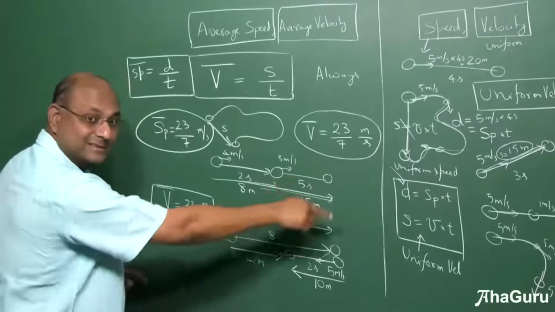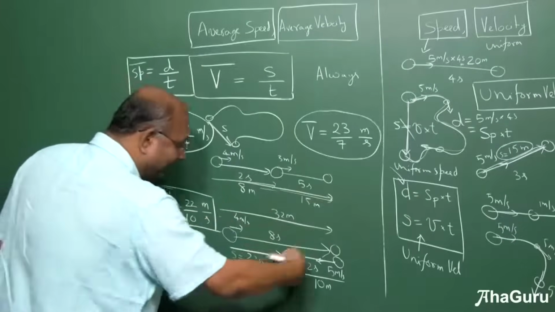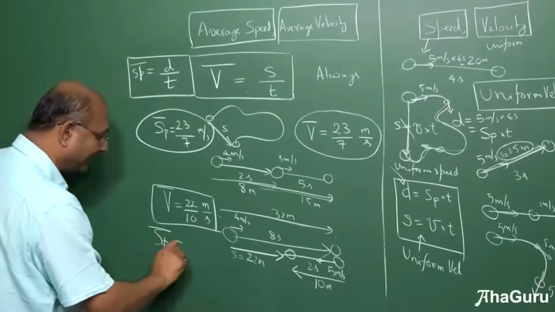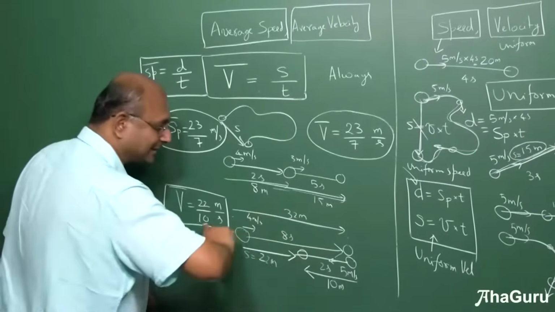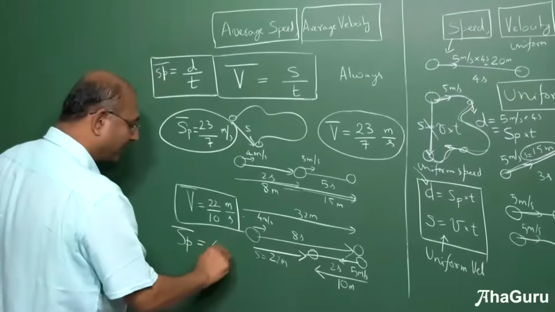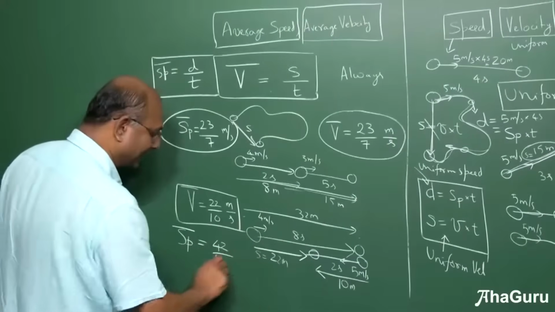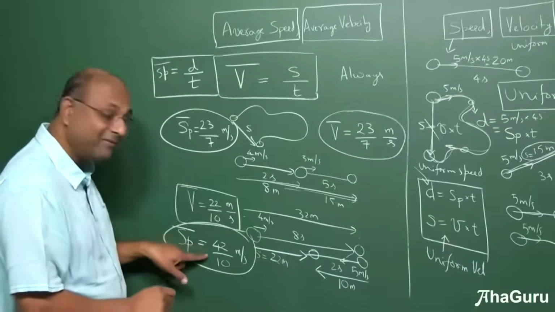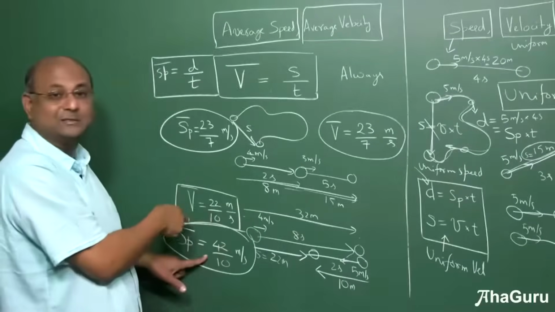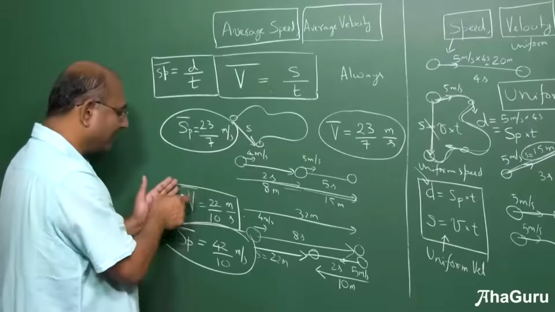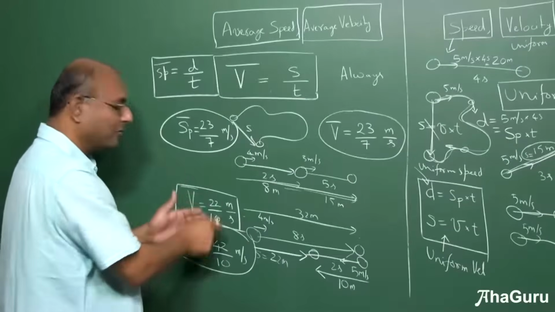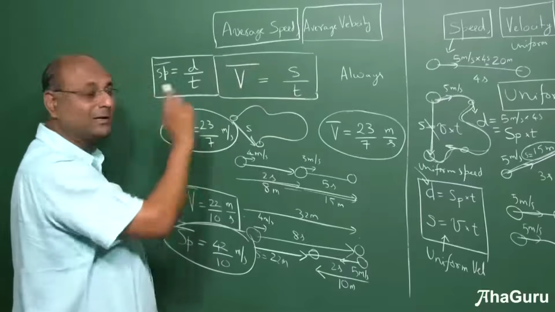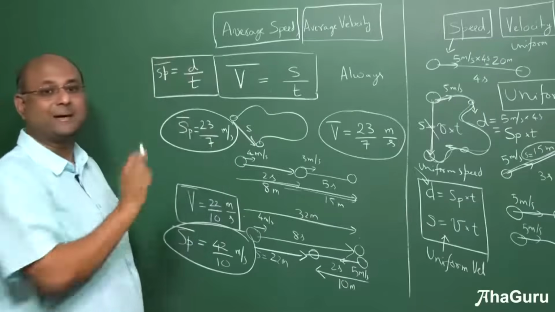But let us look at this. Do you remember this? 32, 10. Displacement was 22. But if I look at average speed, what is the total distance? 32 plus 10, 42. Time is still 10 seconds. So 42 by 10, 4.2 meters per second. Do you see that average speed was bigger than the average velocity in terms of magnitude? So right now we are not worried about the plus minus sign. I'm looking only at the magnitude. So what is the difference? Average velocity is the total displacement by the total time. Average speed is the total distance by the total time.